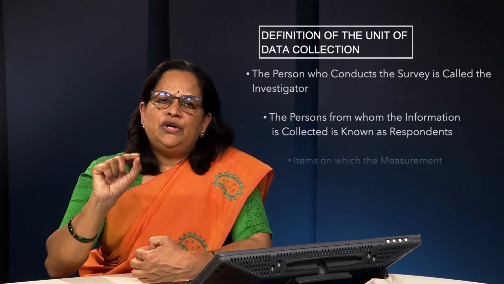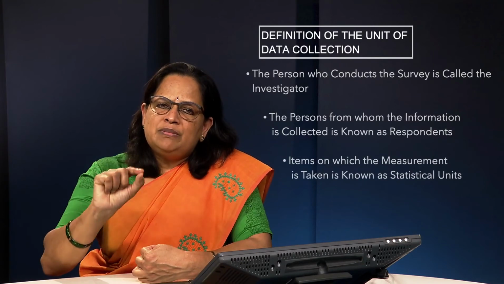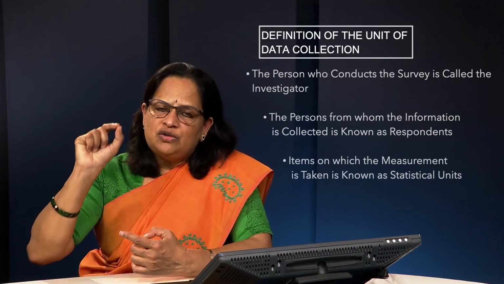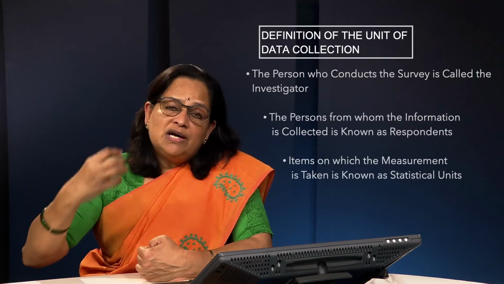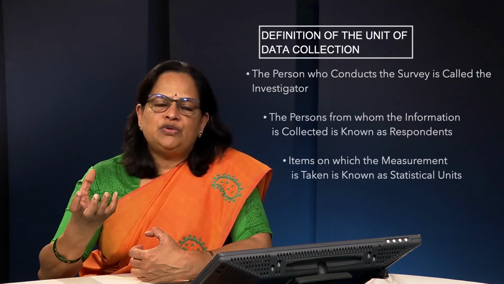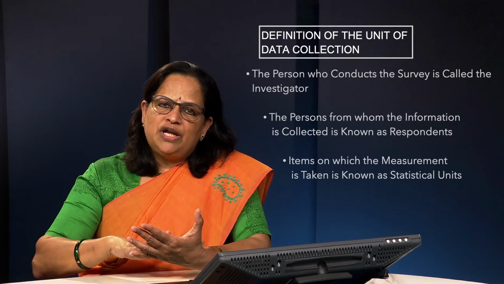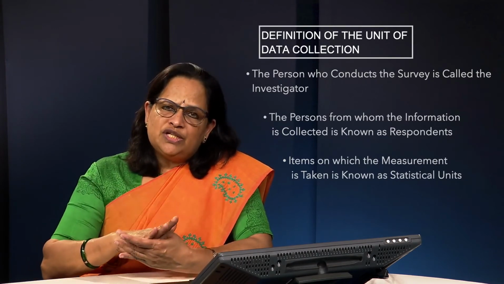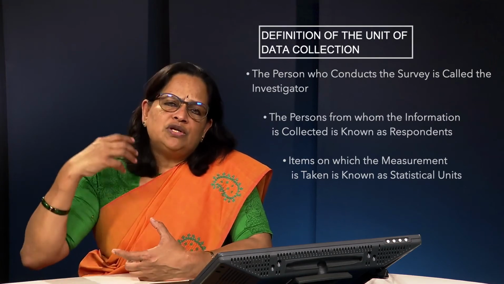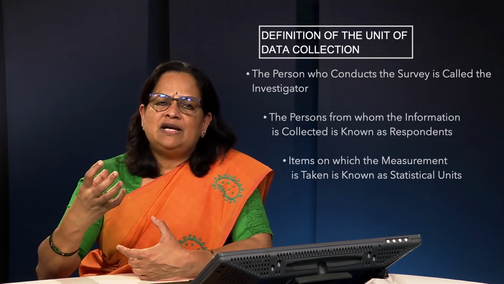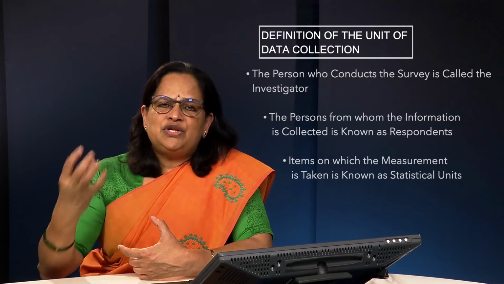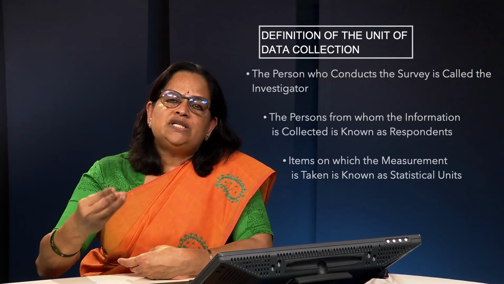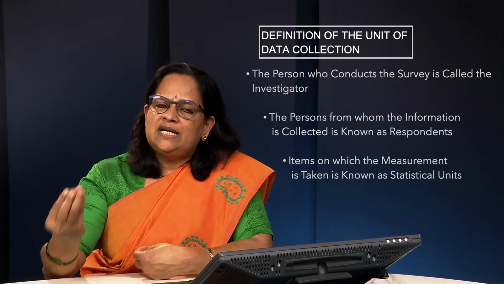Now, the third point you have to remember: items on which measurement is taken are known as the statistical unit. I will go to the respective houses and ask them questions with the help of my questionnaire. There will be information about income, how many people are working, how many dependents there are, the age of the respondents, what savings they have. All these details I will collect. These are the items I am measuring, and that is known as the statistical unit.